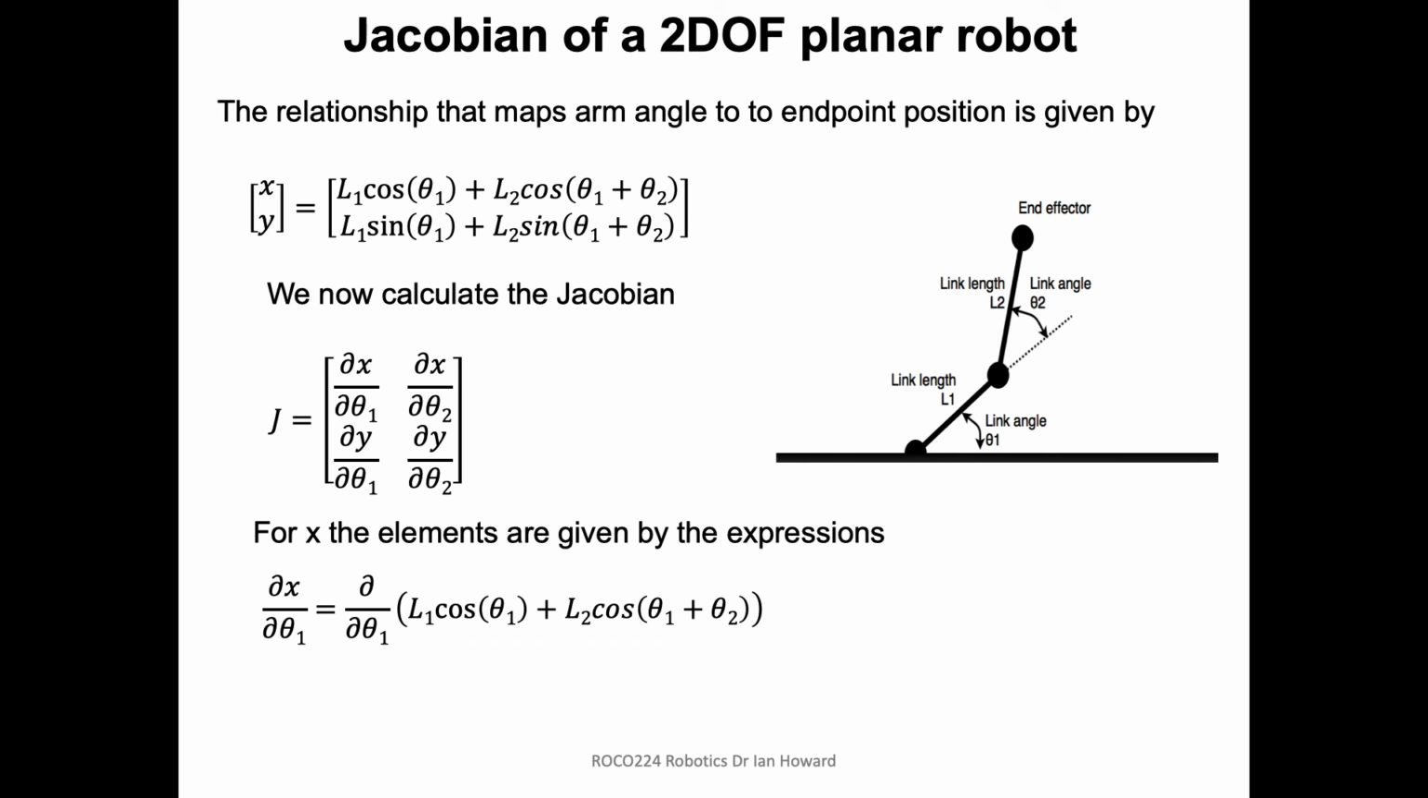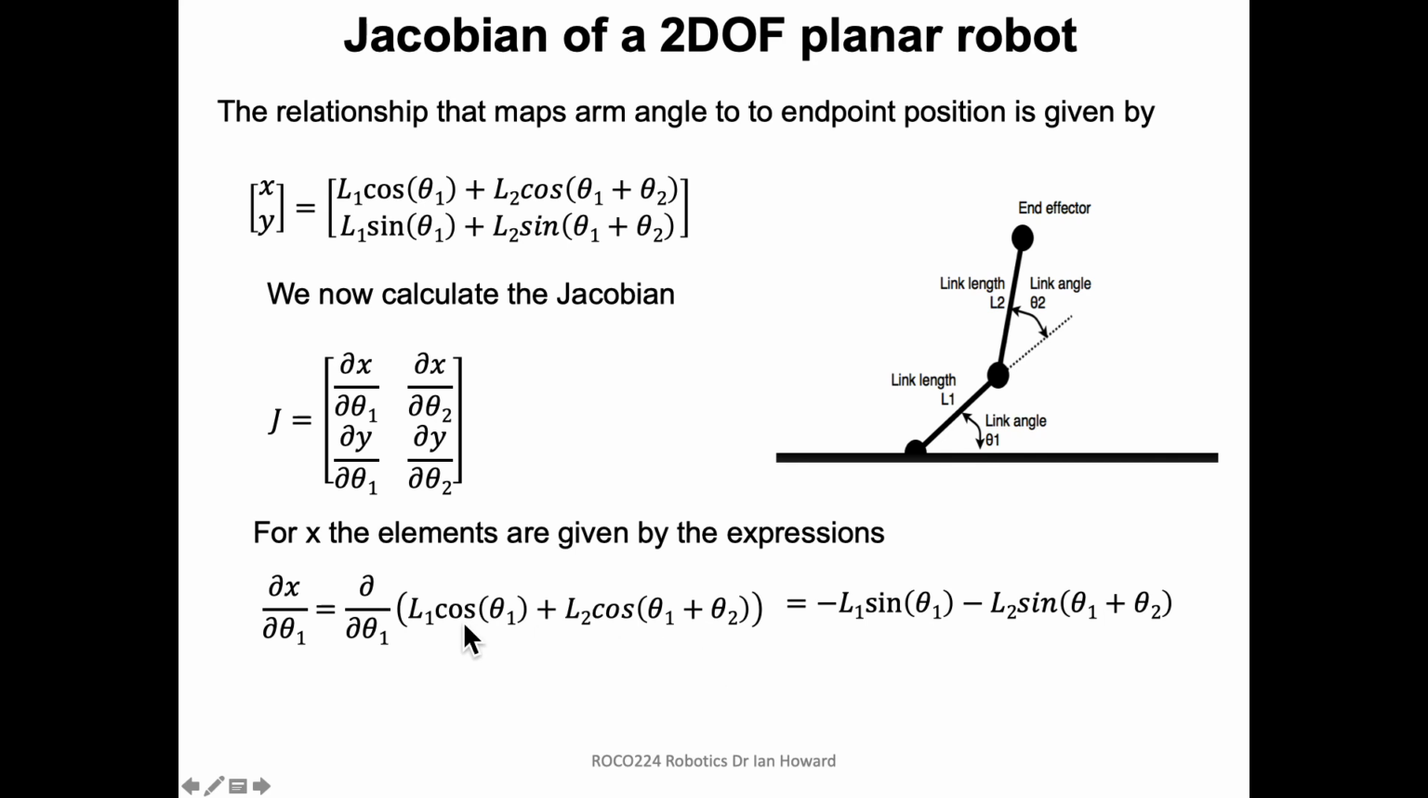dx d theta 1, that's d theta 1 of the first expression up here. And now we know why we were calculating differentials of cos theta 1 plus theta 2 and so on. It's so we can actually do this and know the answer is correct.